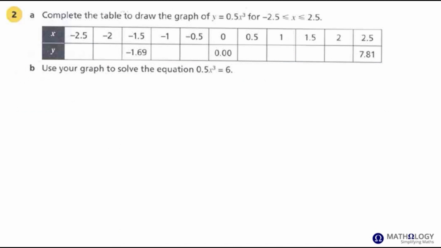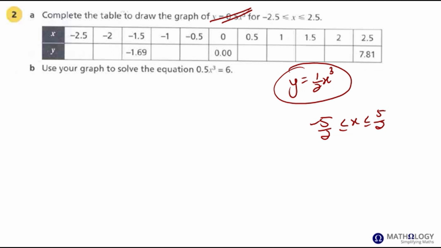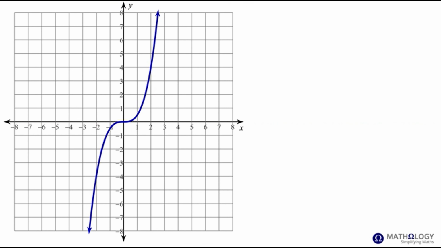Complete the table to draw the graph of y equals 0.5 times x cubed. Okay, we're not going to look at that. Y equals a half x cubed is so much easier to work with. In decimals here, so we are going to approximate -7.8. As much as it grinds me to use decimals, I'm reluctantly going to be doing that to complete these values.